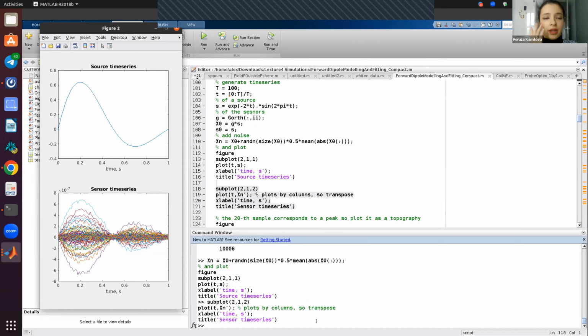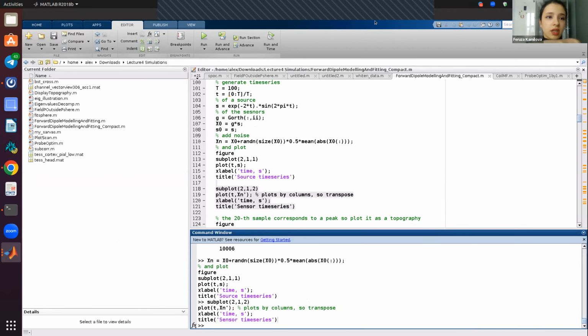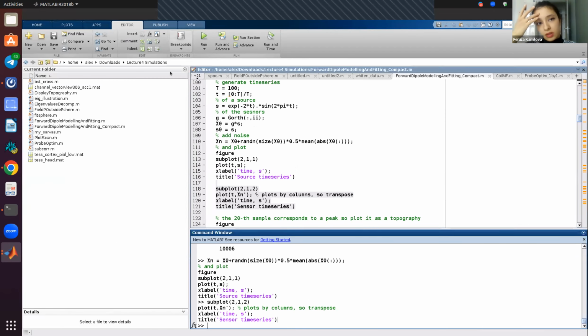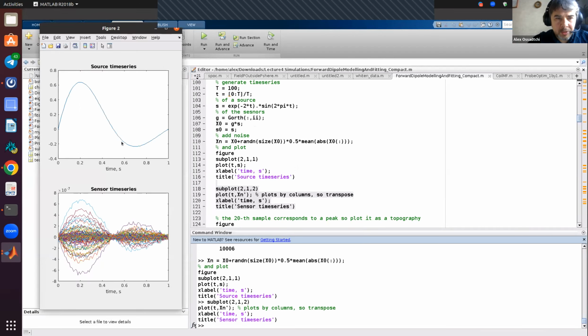I'm sorry, I have a quick question. In the first graph, what is on the y-axis? This is time, and this is how the source is active. This is how many nanoampere meters there are, how it's changing with time. First it's 0, then it's 0.6, then it's minus.